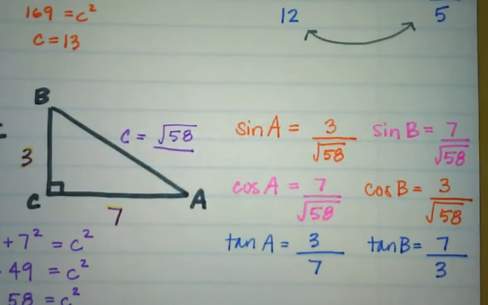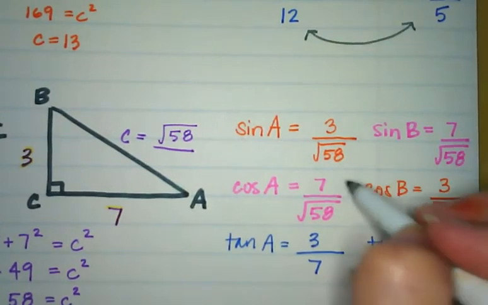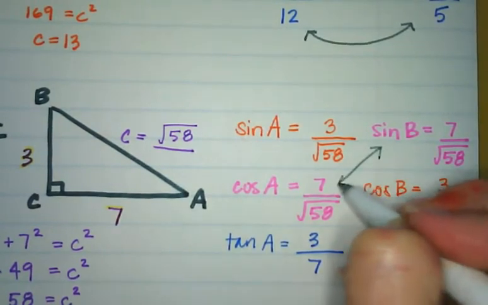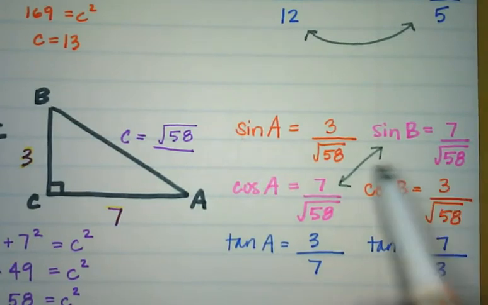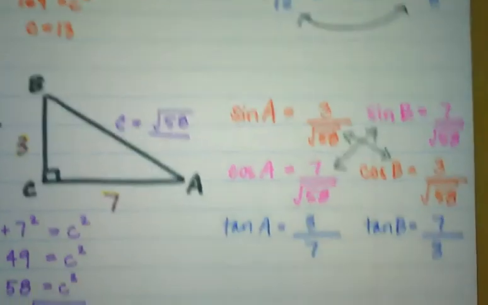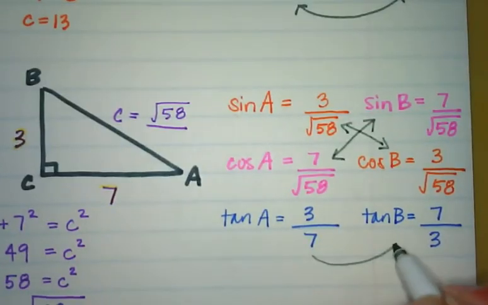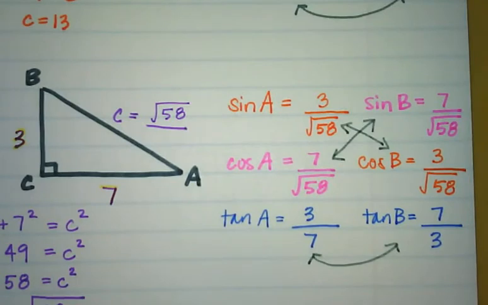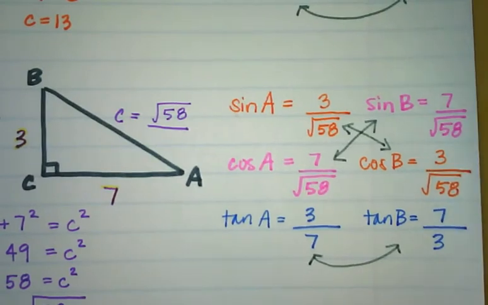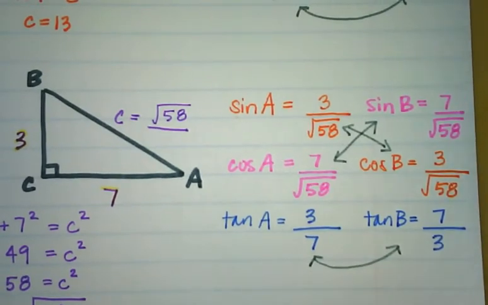So again, just like on the last problem, the cosine of A is the same as the sine of B. The sine of A is the same as the cosine of B. And the tangent is just the reciprocal. All right, so next up, we're going to work on just identifying which trig function we can use.